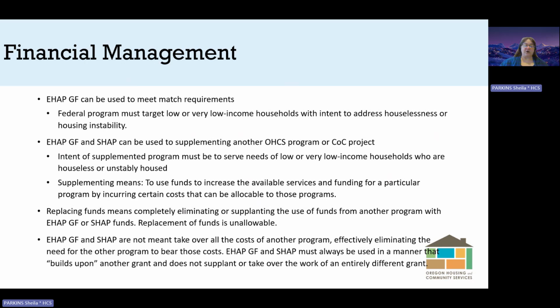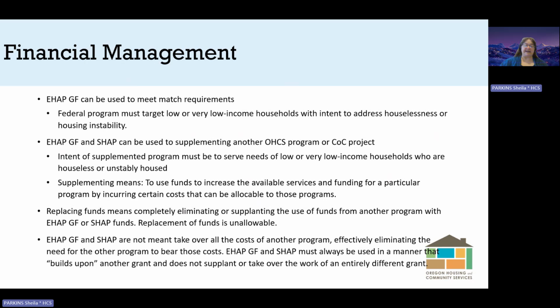Supplementing another program can occur only with EHAP General Funds and SHAP funds and must be for the purpose of supplementing another OHCS program or a COC project. Similarly, using EHAP General Fund or SHAP as a supplement to other OHCS programs or COC projects means that those supplemental programs must have the intent of serving the needs of low or very low income households who are houseless or unstably housed. Supplementing needs to use funds to increase the available services and funding for a particular program by incurring certain costs that can be allocable to those programs.